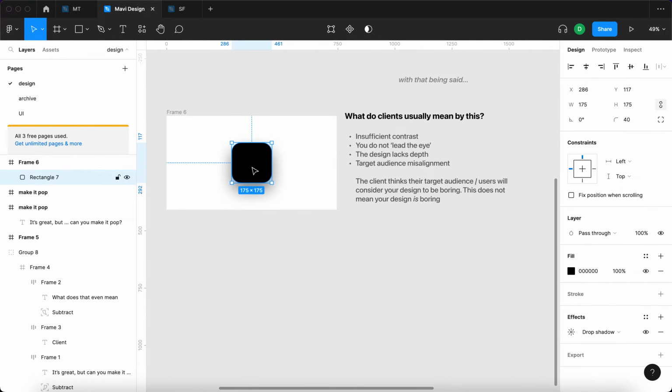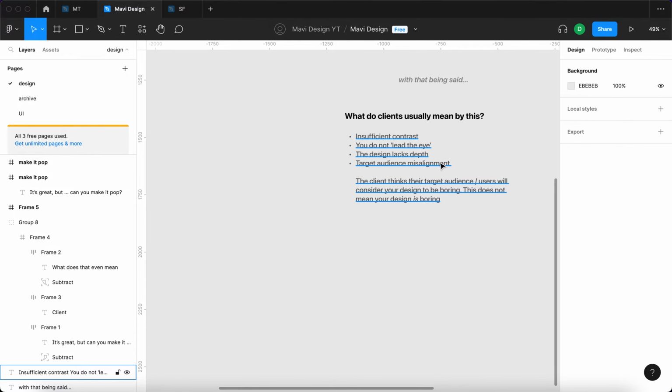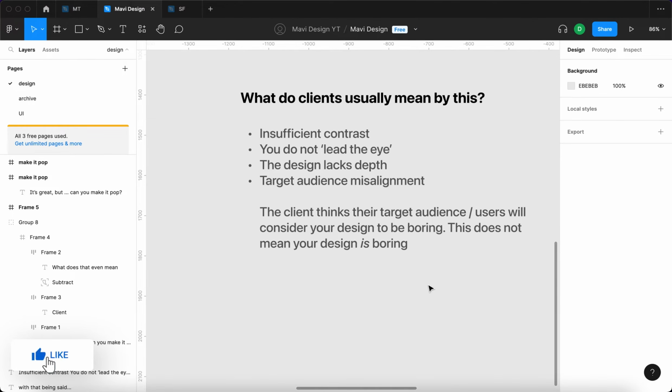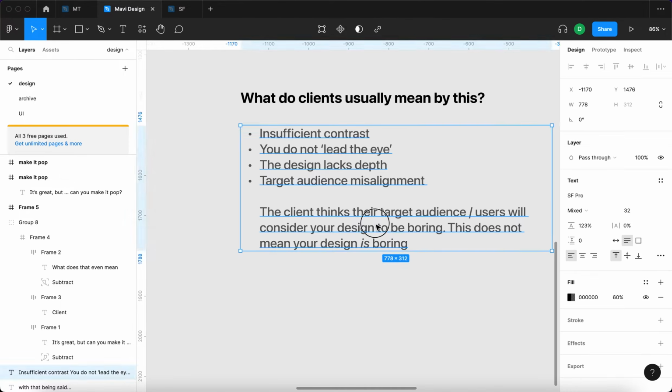And then the final tip is target audience misalignment. Now, these are just very fancy words for saying that your client thinks that their target audience, right, people who will actually be using or looking at your designs, will consider your design to be boring. This doesn't mean your design actually is boring, right? Let's consider these two cases.